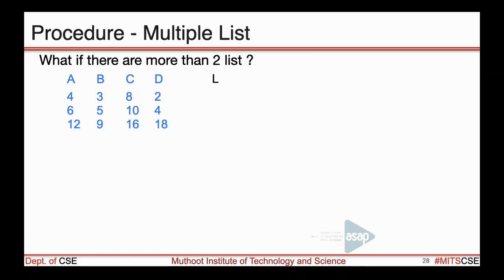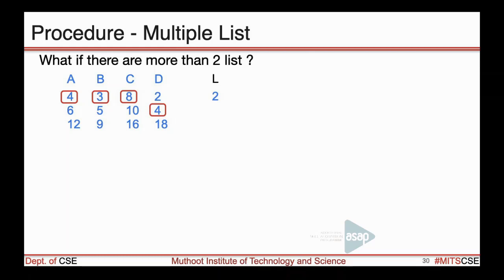So the process is the same. We have to compare all the first elements, which means 4 in A, 3 in B, 8 in C and 2 in D. And we have to compare which one is smaller. Which is smaller? 2 is smaller, right? So 2 goes to the list and the pointer to 2 will be incremented, so the pointer now points to 4. Now it again compares which of the elements is smaller.